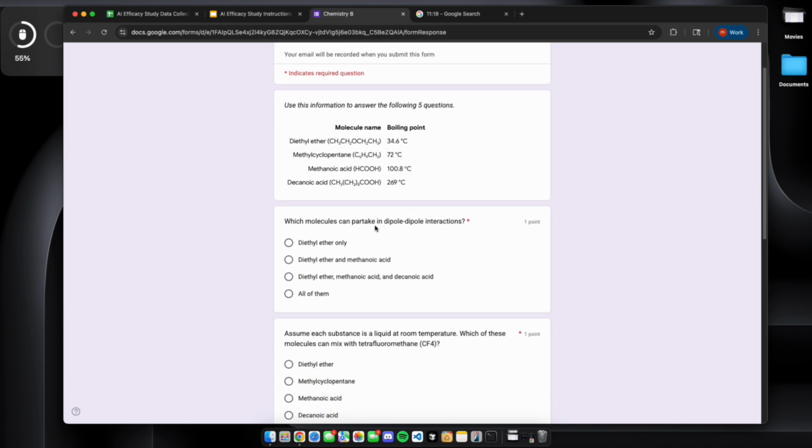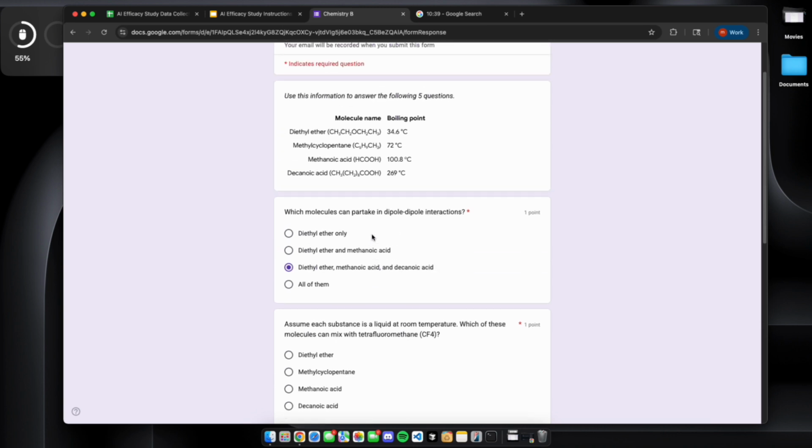Which molecules can partake in dipole-dipole interactions? So dipole-dipole interactions is the one between a hydrogen bond and the lowest one. I forgot what it's called. I'd probably put these three and not decanoic acid because it has an abnormally high boiling point compared to the rest of them. And I'm pretty sure dipole was the middle, so it can't be the highest one, right?